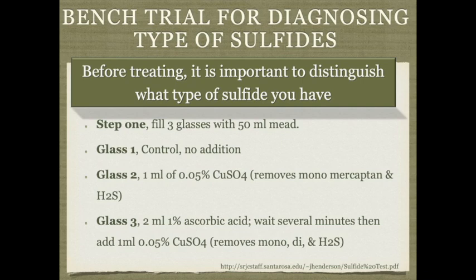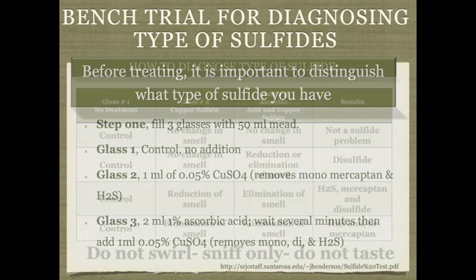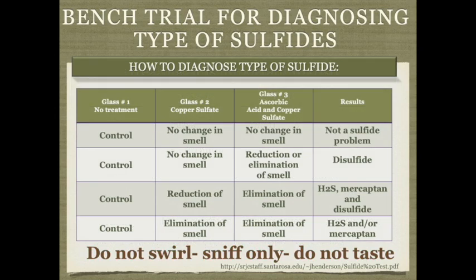And then glass 3, you'll add ascorbic acid first. That's an oxygen scavenger. And then wait several minutes. And then you'll add a milliliter of the copper sulfate. And then you'll compare these. So you'll compare glass 1, no treatment, glass 2, copper sulfate only, glass 3, ascorbic acid first, followed by copper sulfate. If there's no change in any of these glasses, then whatever is a problem, it's not a sulfide problem. If there's no change in the first 2 glasses, but there's at least a reduction, if not elimination of smell in glass 3, the ascorbic acid and copper sulfate, then it's a DMS or disulfide problem.